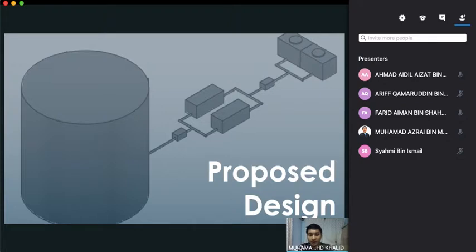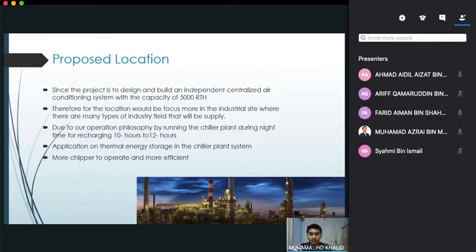We move on to the next slide. Proposed location. As per design, our design was 500 RT or 5000 RTH that will be produced. There are many applications for this type of capacity, such as small airports, high-rise buildings, offices, shopping malls, and etc. But we highlighted choosing our location to be the industrial park.